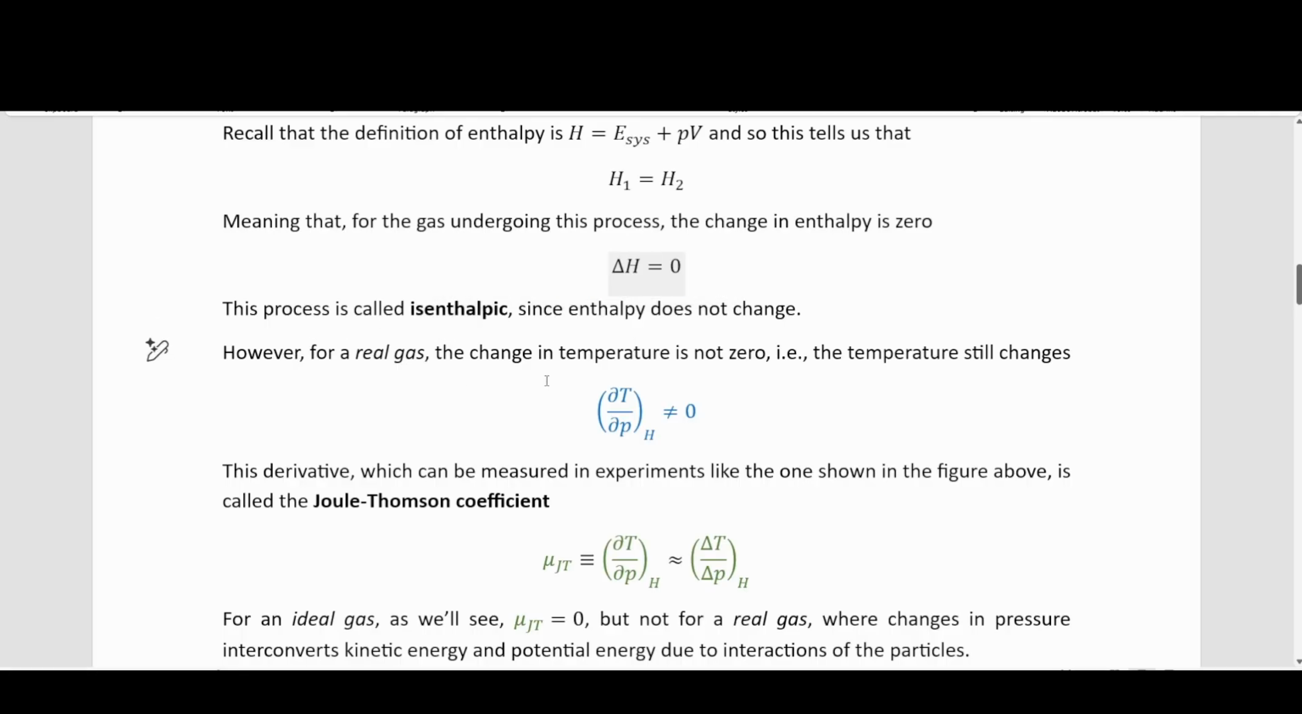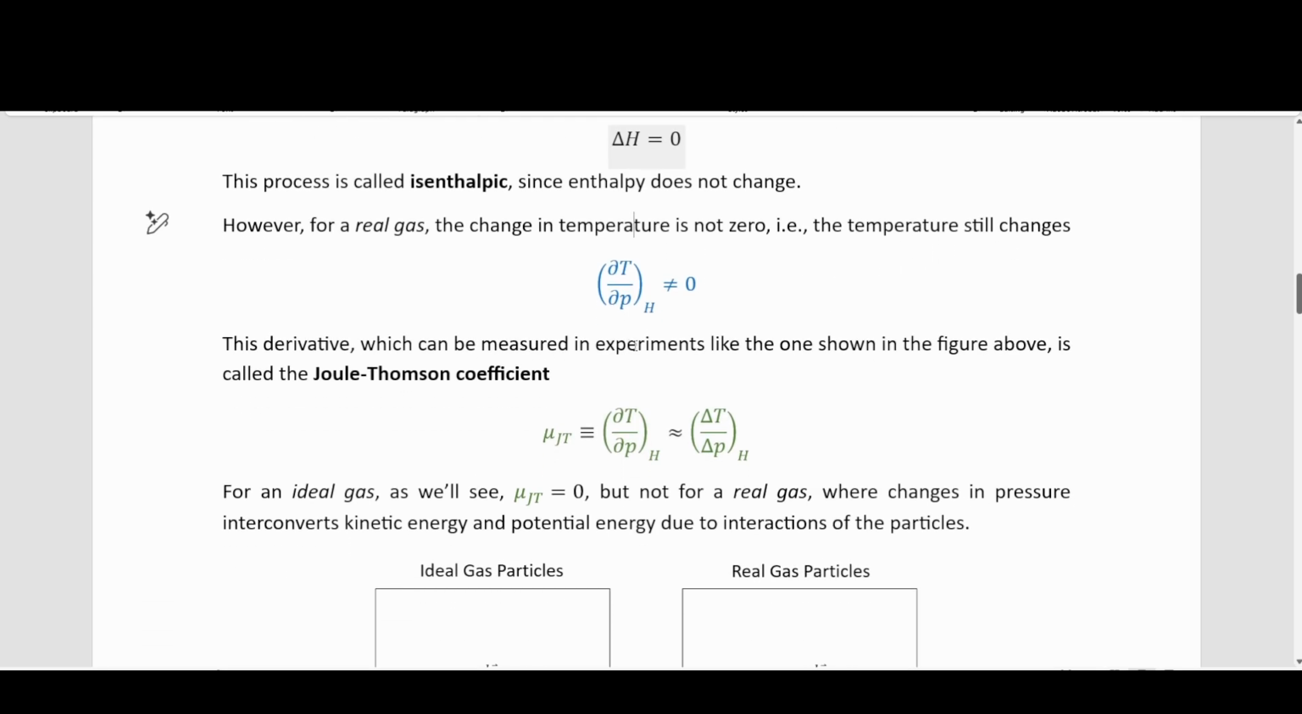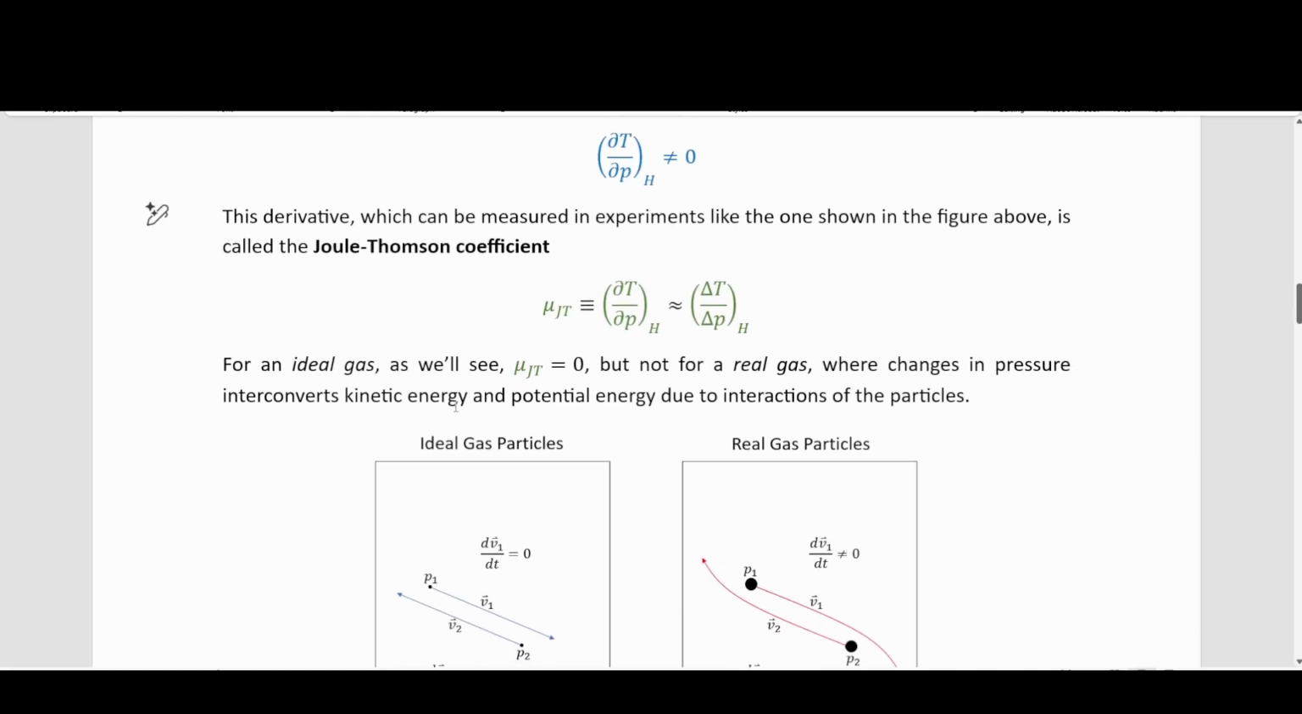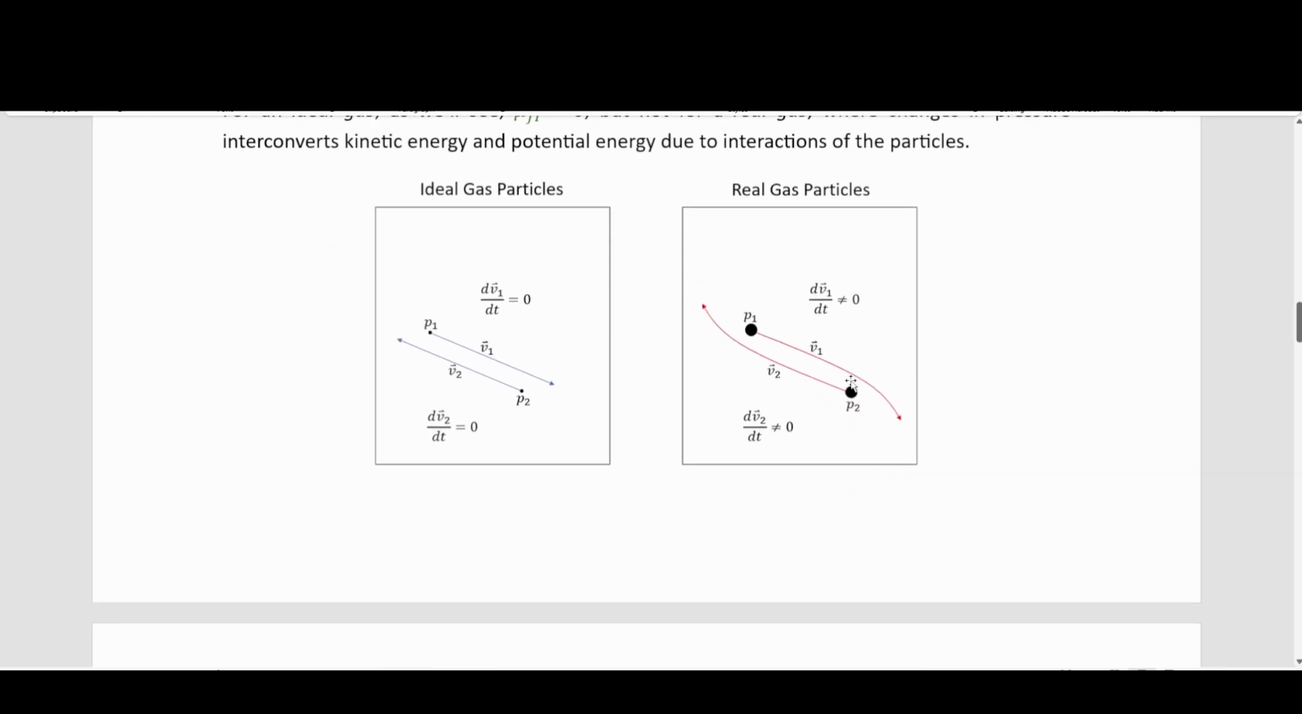However, for a real gas, the change in temperature is not 0. In other words, the temperature still changes. This derivative, which can be measured in experiments like the one shown above with our two-piston system, is called the Joule-Thomson coefficient, which we write as mu sub JT right here. For an ideal gas, we'll see that the Joule-Thomson coefficient is equal to 0, but not for a real gas, where changes in pressure interconvert kinetic energy and potential energy due to interactions of the particles.